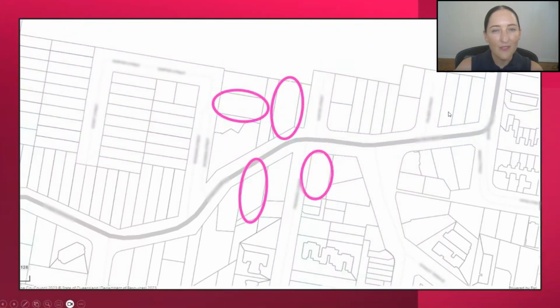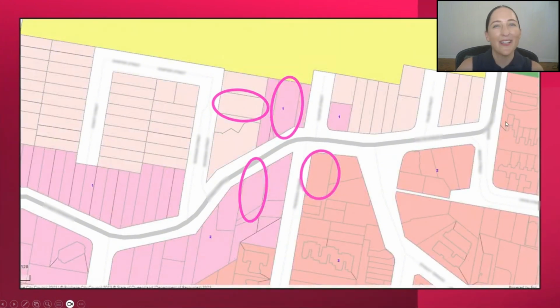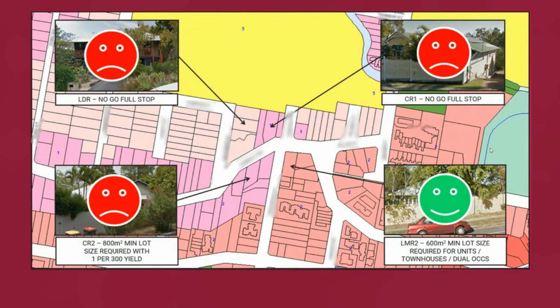If you go across to this view here, what you'll see is that they are all a stone's throw from each other, and they visually look to be generally the same lot size. So at this point, you're probably thinking, same, right? Well, as you'll see here, each one of these properties is in 4 different zones. So you've got LDR zone up here, CR2 zone here, CR1 zone over here, and LMR zone over here. As you'll see through this page here, that results in 4 different outcomes.